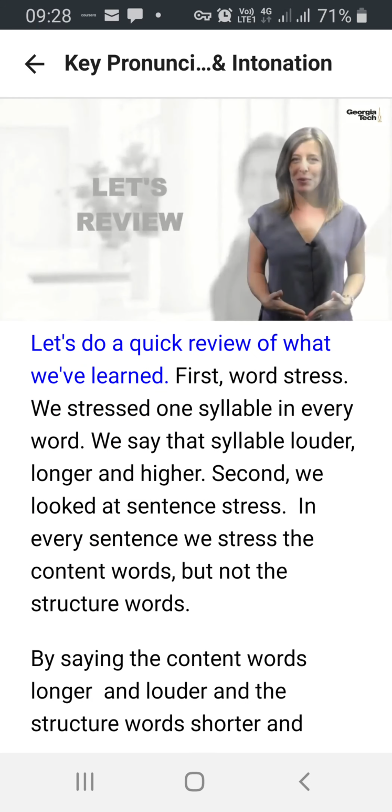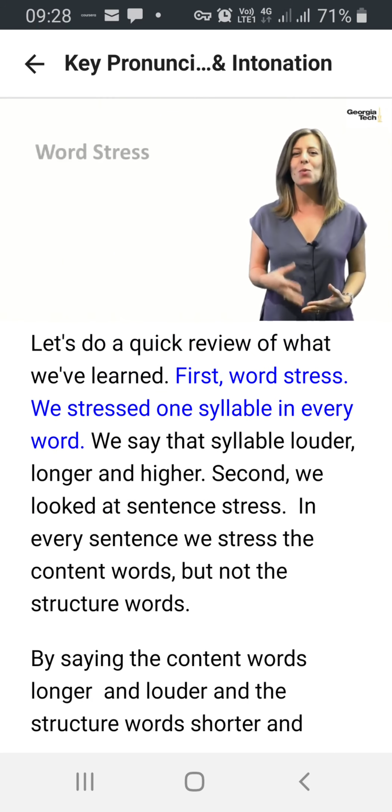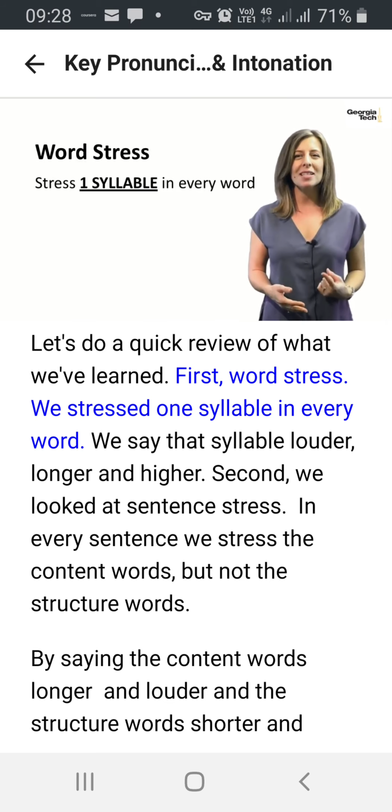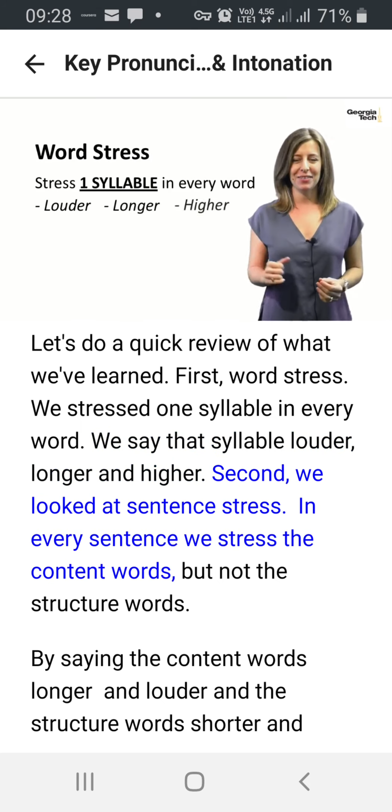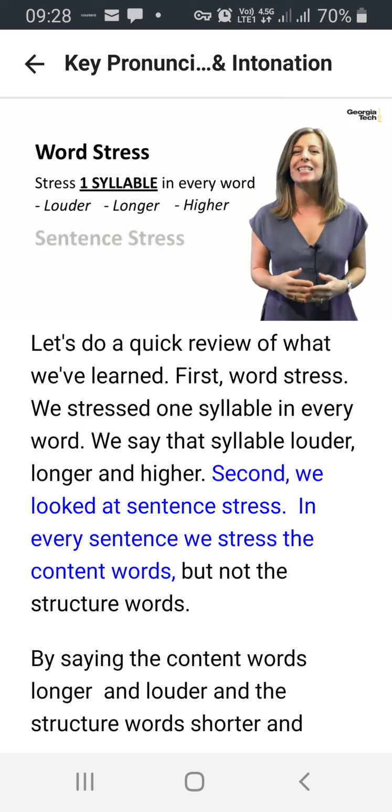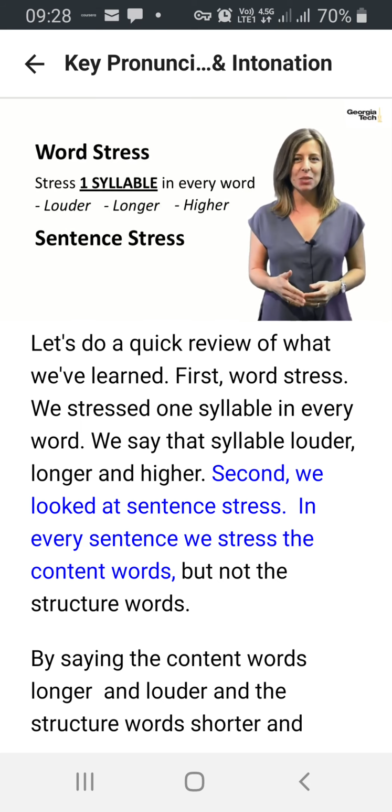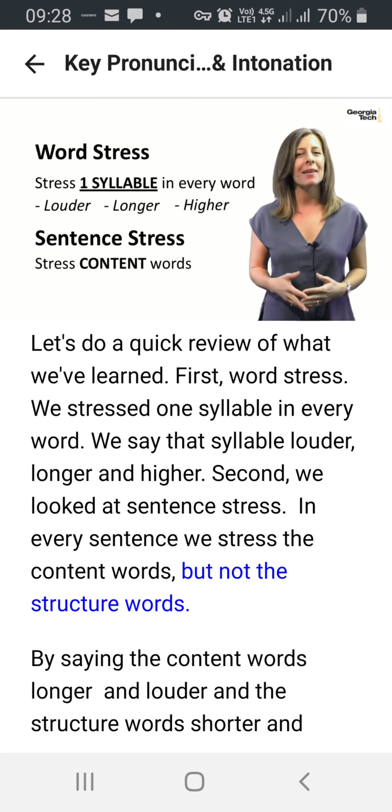Let's do a quick review of what we've learned. First, word stress. We stress one syllable in every word. We say that syllable louder, longer, and higher. Second, we looked at sentence stress. In every sentence, we stress the content words, but not the structure words.